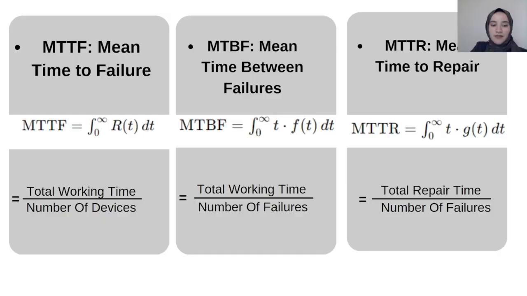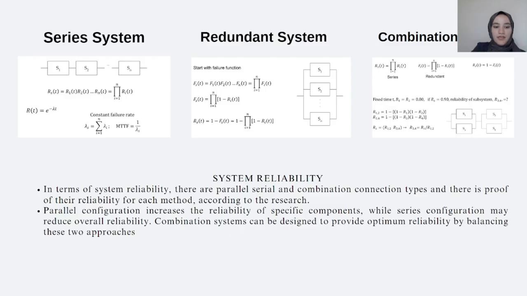System reliability. Before completing our project, we need to understand and apply a few concepts, some of which are mean time value, mean time between failures, and mean time to repair. In terms of system reliability, there are parallel, serial, and combination connection types, and there is a proof of their reliability for each method.